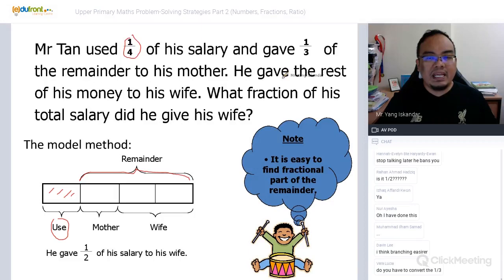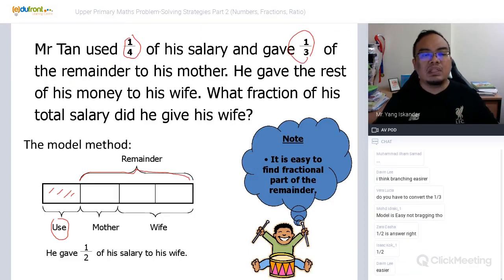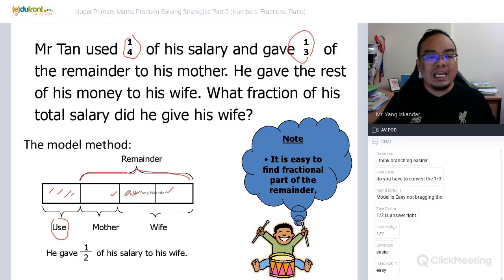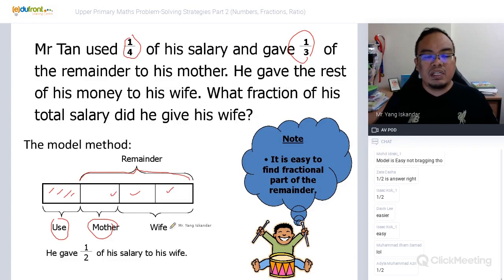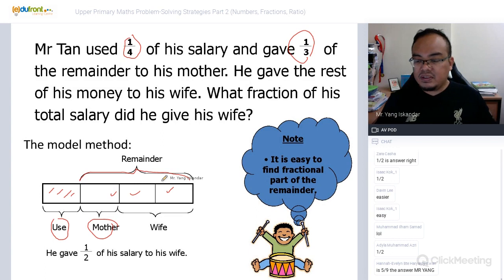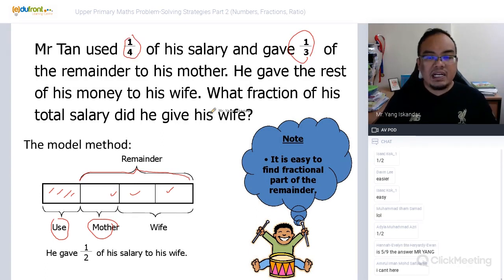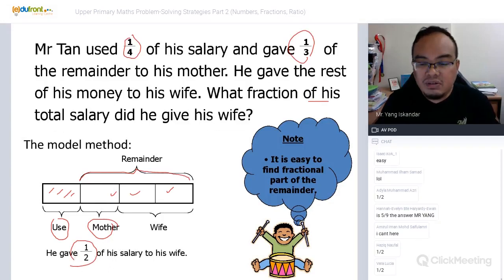Out of this remainder, he gave 1/3 of the remainder, not of the total. Please take note, 1/3 of the remainder to his mother. So the remainder has 3 units, and he gave 1 out of 3 to his mother. And the rest he gave to his wife. So the wife gets 2 units out of 4. They ask what fraction of his total salary did he give to his wife? He gave half of his salary to his wife. So you can see that this is easy peasy lemon squeezy.